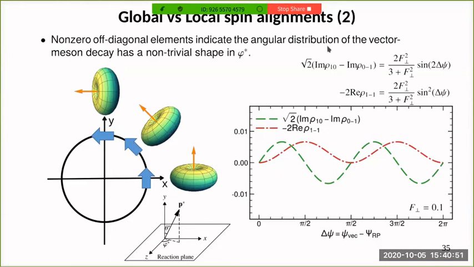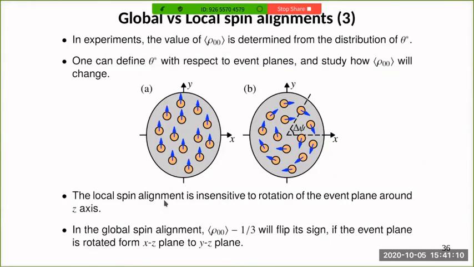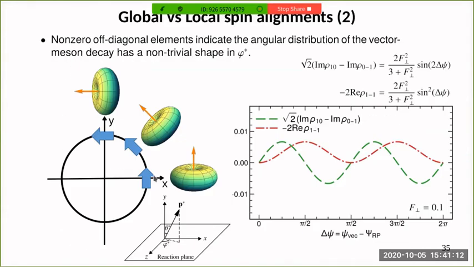the angular distribution of the vector meson looks like this, and you can see that these two angular distributions have a non-trivial dependence on the phi star angle. The phi star angle is the angle that rotates around the y direction. So in the experiment, one can measure whether or not the angular distribution depends on phi star.